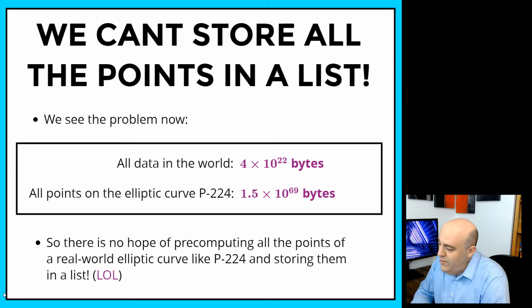All the data in the world is 4 times 10 to the 22 bytes, and all points on our elliptic curve is 1.5 times 10 to the 69 bytes, incomparably more than all the data in the world. So we have no hope of pre-computing all the points of a real-world elliptic curve and storing them in any type of medium. That's not going to happen. So we need a different approach.